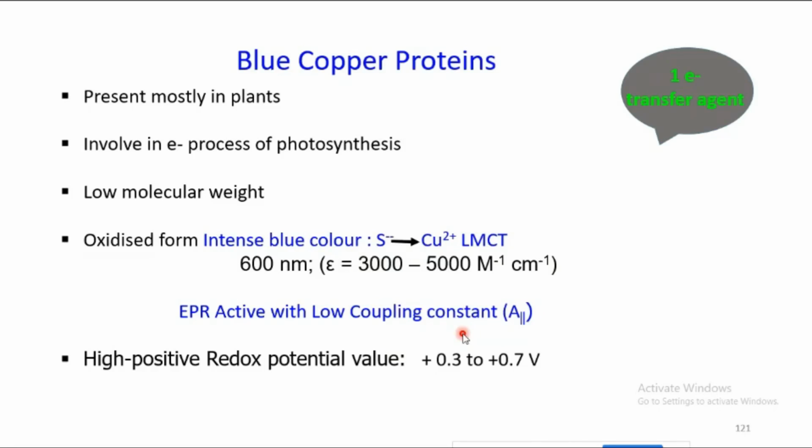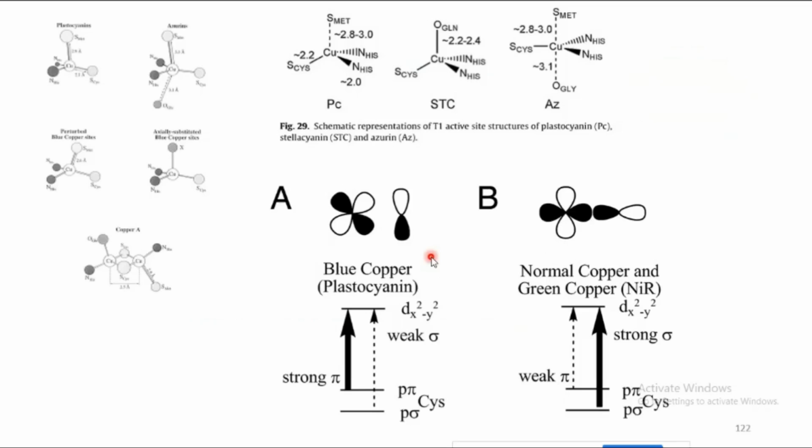The blue copper protein shows the lower A parallel value, that is nothing but the coupling constant value. And if you are visualizing the redox potential, it is highly positive compared to normal copper protein also. The high positive redox potential is mainly because of the donor atoms which are present.